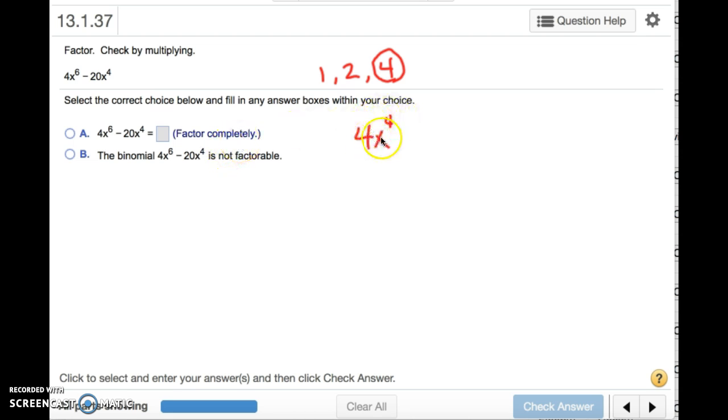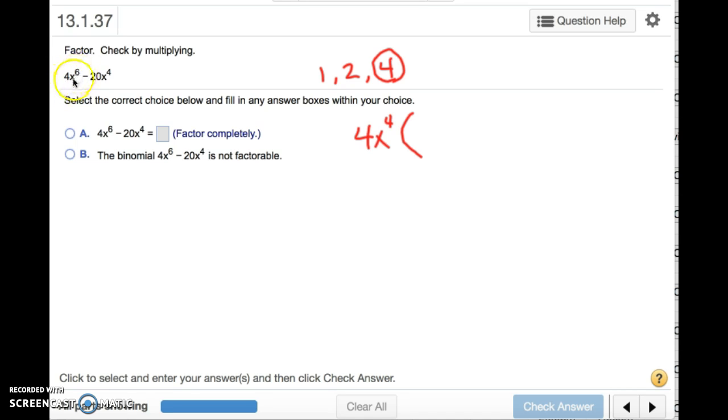So I use this greatest common factor, and I'm going to put that out in front of the parentheses. This is similar to what we did in the last unit on completing the square. So we factor this out, but then all we have to do is see what's left over once I have taken out the 4x to the 4th. So I have 4x to the 6th. I've already factored out my 4.